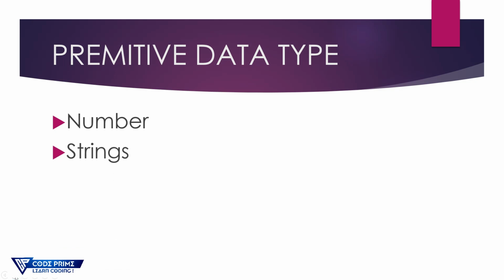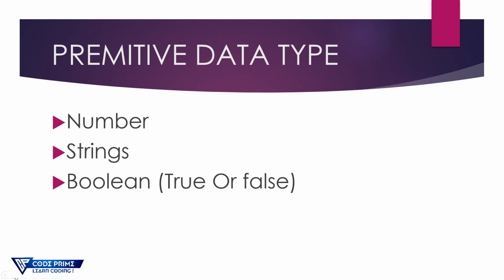The second one is string, which is basically text, whatever you write. This will be a text. And the boolean is true or false, used when you are providing some logical situation, a true or false condition. So this will be the boolean.